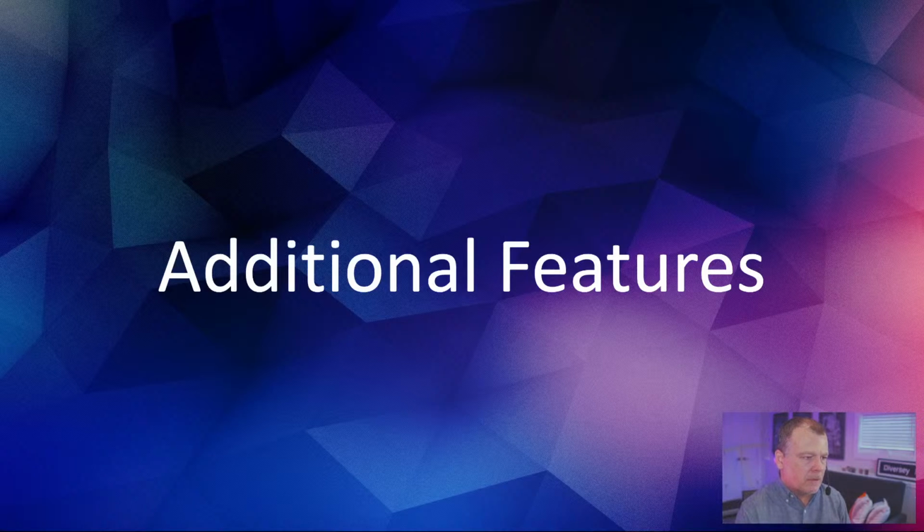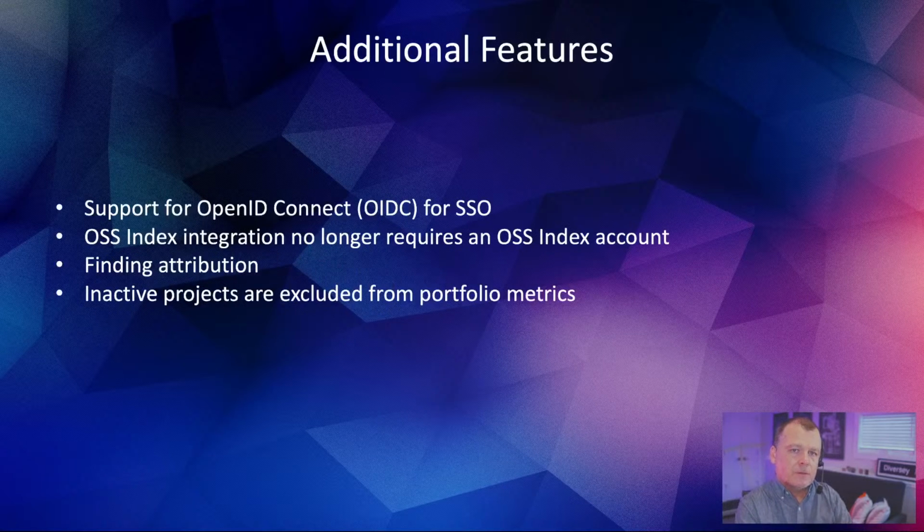So what are some of the other new features or changes being introduced in 4.0? Support for OpenID Connect. Lots of organizations, many enterprises, use some kind of single sign-on service, either SAML or OIDC, OIDC being the newer of the two. So OIDC is supported in Dependency-Track 4.0. There is a ticket to add SAML support. I don't personally use SAML, but if anybody in the community wants to contribute SAML support, that would be greatly appreciated. I'd love to get SAML support in there as well.